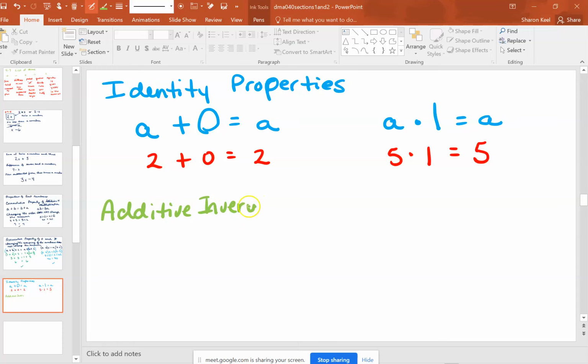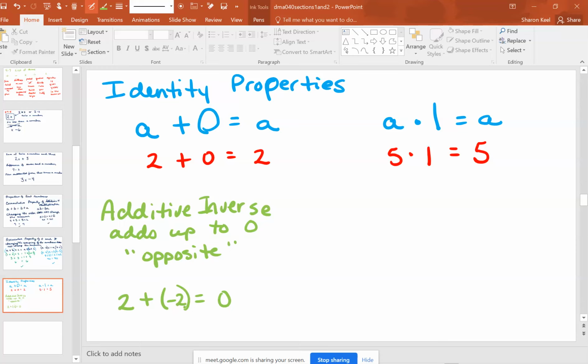Wait a minute. Additive inverse. The additive inverse adds up to a 0. The additive inverse, in other words, is going to be the opposite. So if I were to have that 2 and I wanted to have something equal to 0, what I would add to it would be a -2. It would be the opposite. The additive inverse is the opposite number. If I had had a -7, I would add to it a +7 to get the 0.